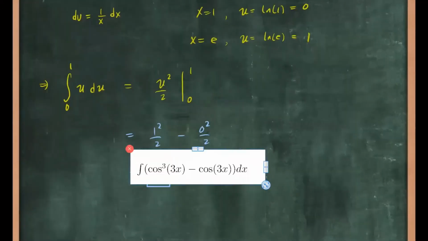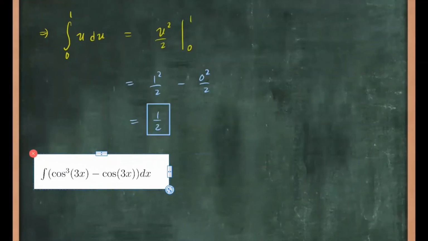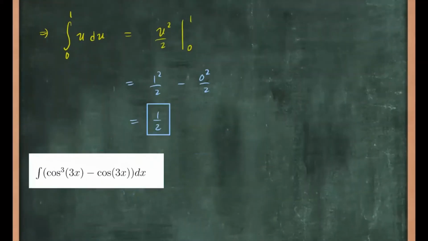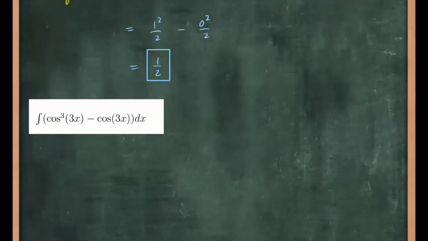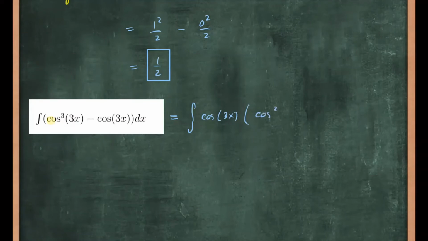So this one, we will play around with a little bit and then use the u substitution. I see that I have cosine here and cosine here of the same argument. So I can factor out one of the cosine 3x. By rewriting the integral, we can write this as cosine of 3x times, since I already pulled out one factor of cosine 3x, you're left with cosine squared of 3x minus 1 dx.